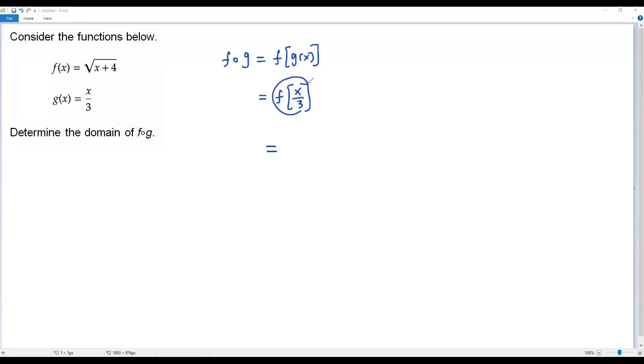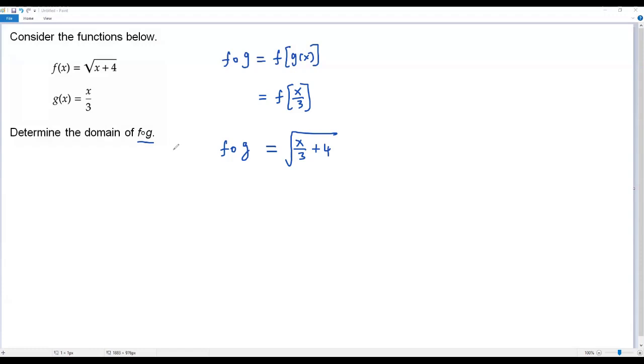Now, to get f(x/3), in this expression I have to plug in x/3 for x. Then I'm getting √(x/3 + 4). Now I got the composition of two functions, f∘g, or we can say a composite function. Now let's discuss how to get the domain of a composite function f∘g.